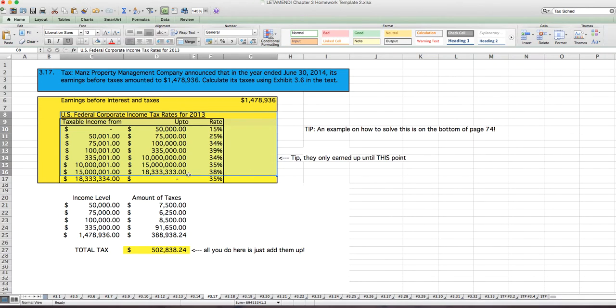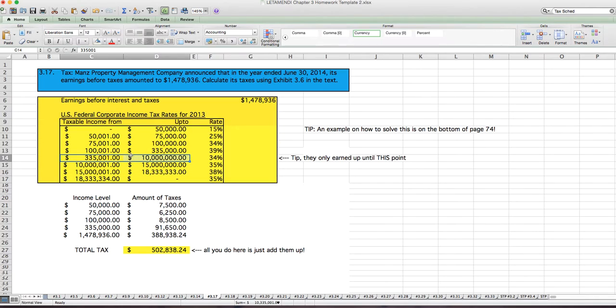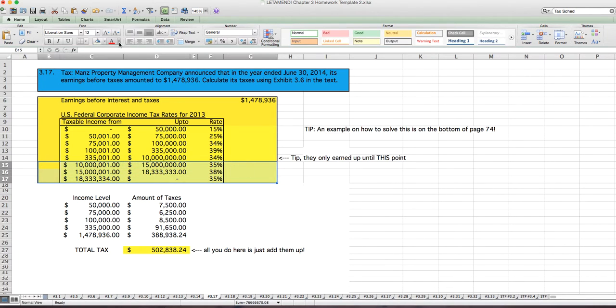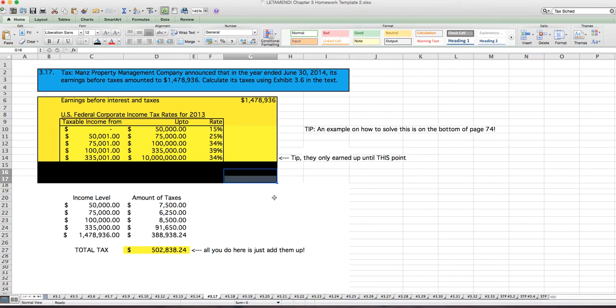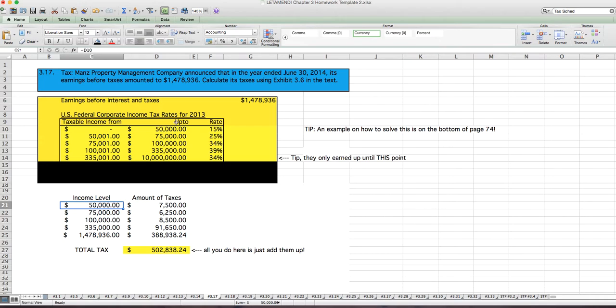And one tip is that you have to look at this table and say, okay, which range are they not in, right? So let's look how much they made. $1.4 million. So what is it? Is it 50,000? No, they made more than that. They made more than 75, more than 100,000, more than 335, but less than $10 million, right? So we know that looking at this level here, the 10 million to 15 million doesn't apply. So then why don't we do this and just blank it out? You know why? Because we don't need to see that. It's extra stuff.